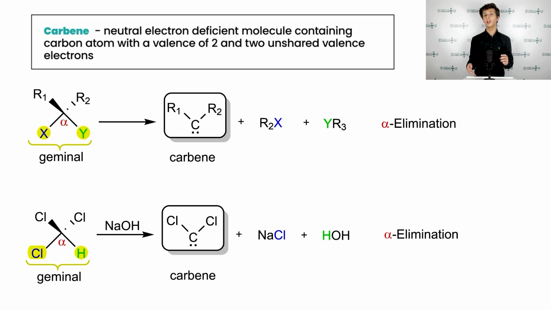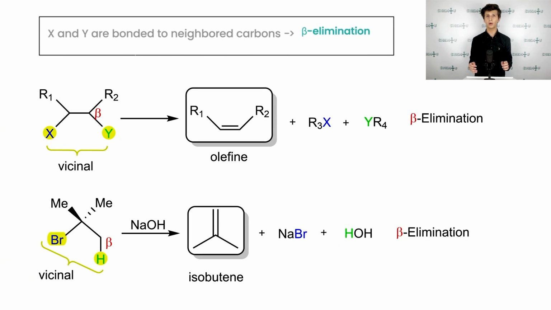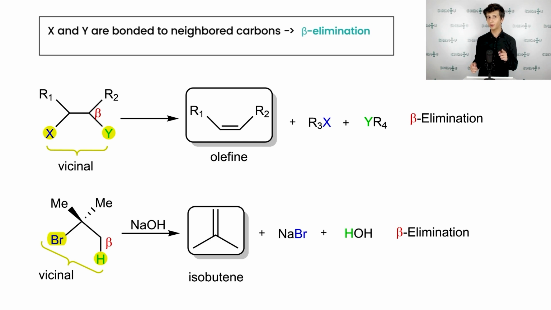Now, let us consider another case, namely when X and Y are bonded to neighbored carbons. The elimination is designated then as β-elimination. By the way, there is a special name for two substituents which are bonded to neighbored atoms. Chemists call them vicinal. The β-eliminations lead to the formation of pi bond. In order to better understand this type of elimination, take a look at the reaction presented on the slide. Here, you can see the dehydrobromination of 2-bromo-2-methylbutane under basic conditions, which yields as main product isobutene.